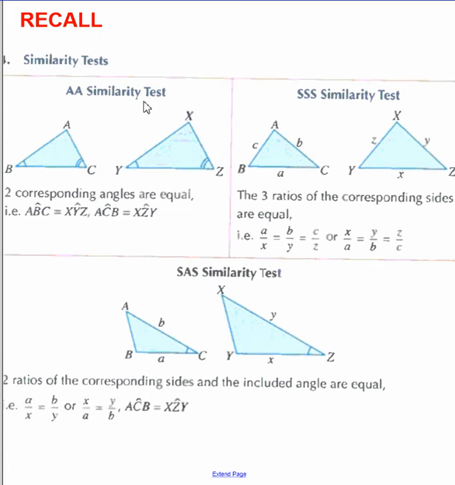For the similarity test, you have 3 options. Prove any one, whatever is possible in that question. Angle: if you prove that 2 angles are the same, the figure is similar. Or side: if the ratio of the 3 sides is the same, then also you can say it is a similar figure. Or side, angle, side: 2 sides in the same ratio and the angle between those 2 sides equal. Then you can say it is a similar figure.